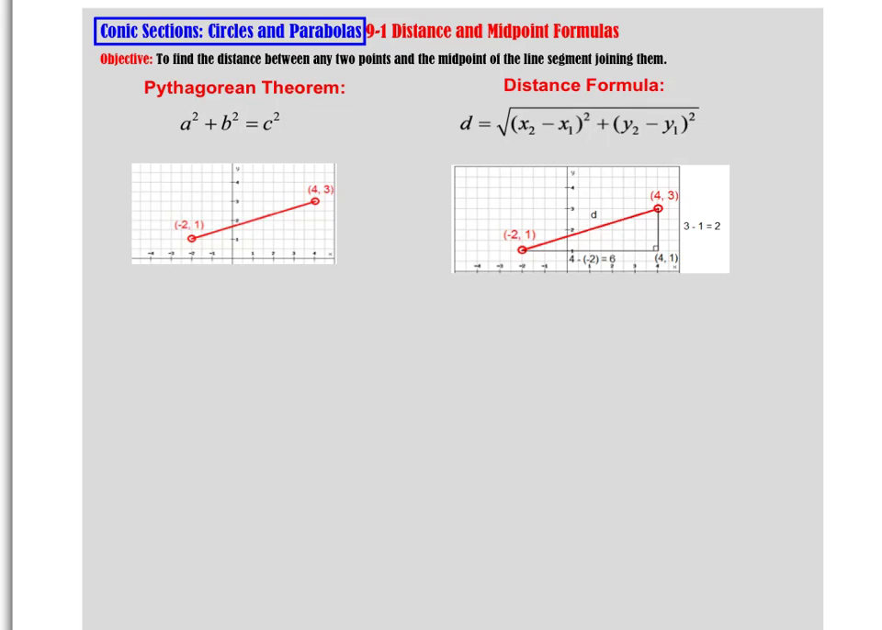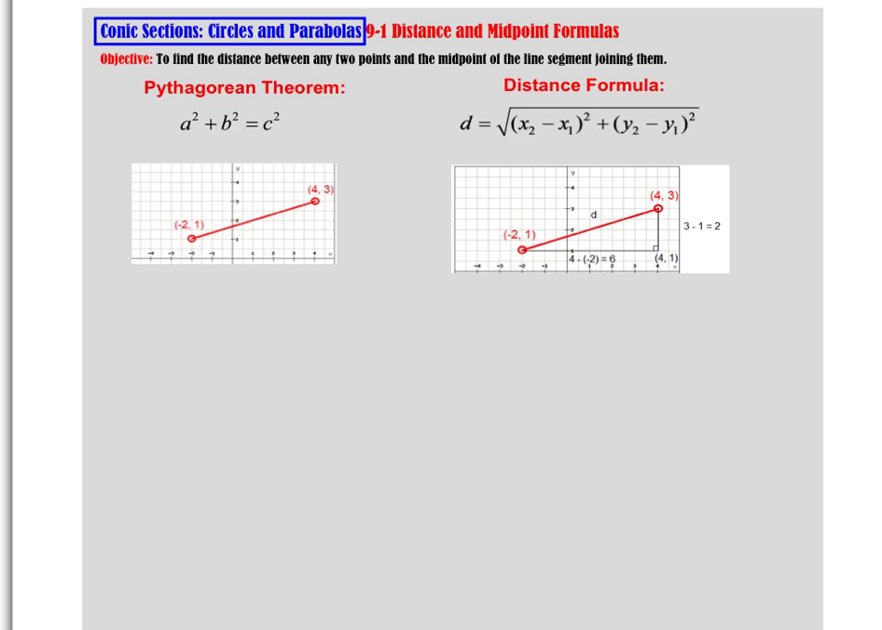Lesson 9.1 starts out chapter 9, which is going to be all about graphing conic sections. I'll talk more about what that means in class and kind of frame the whole chapter for you. But in this video, we're going to just jump right into the lesson, which starts by reviewing some basics of distance and midpoint formulas.